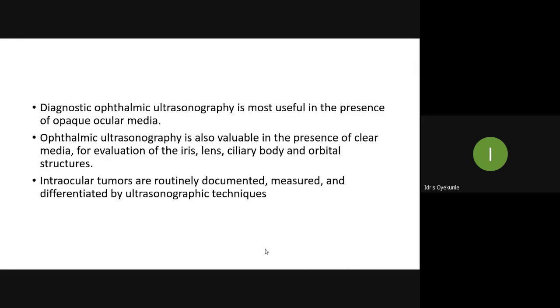The diagnostic ophthalmic ultrasonography is very useful, especially in the presence of an opaque ocular media. And it's also very valuable in the presence of clear media, especially for evaluation of intraocular structures like the iris, the lens, the ciliary body, and even the orbital structures in some peculiar disorders. Most especially, intraocular tumors could be routinely documented, measured, and differentiated by ultrasonographic techniques.